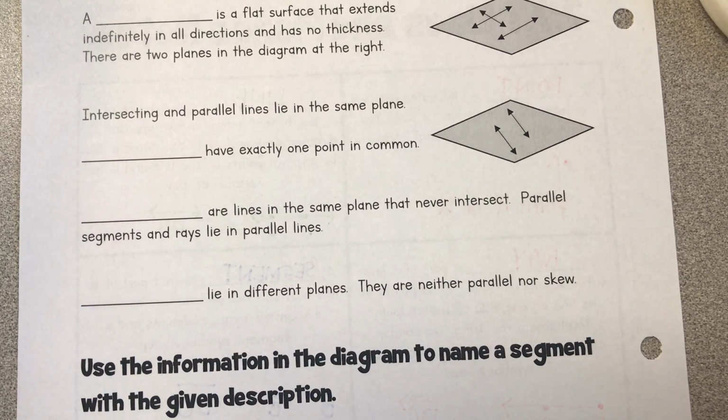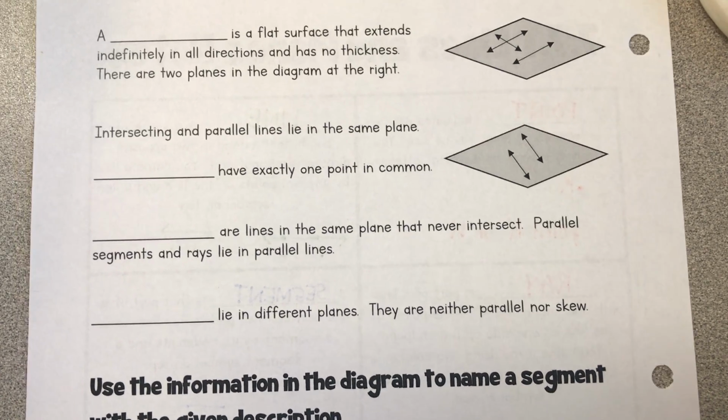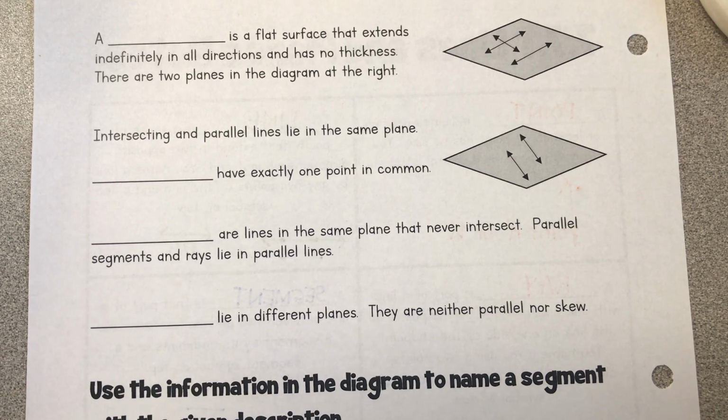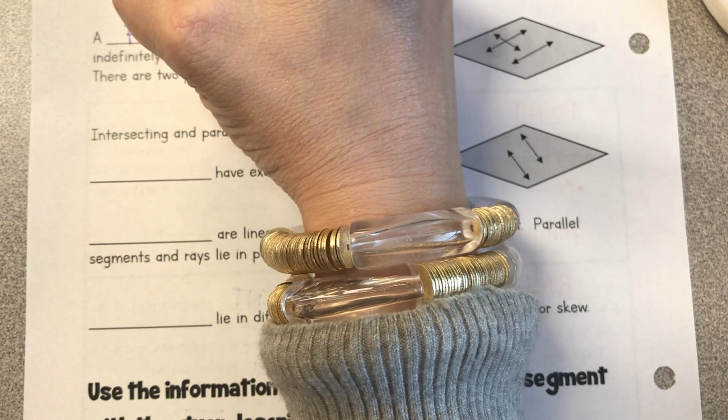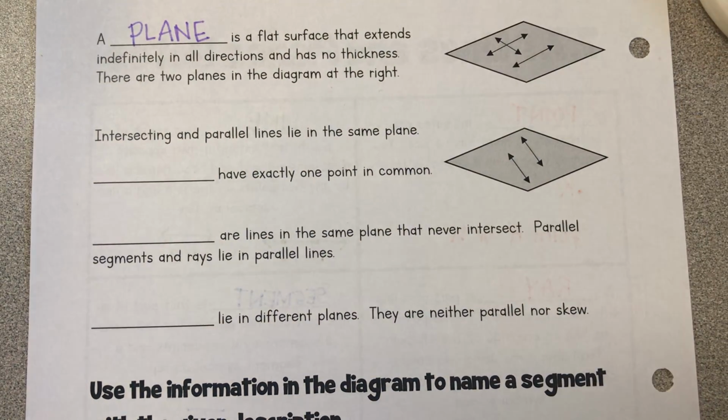Okay, let's flip our page over. And then it says a blank is a flat surface that extends indefinitely in all directions and has no thickness. Okay, and that is plane. So I'm assuming you're sitting at a table right now or a desk. The top of that table or desk is called the plane.